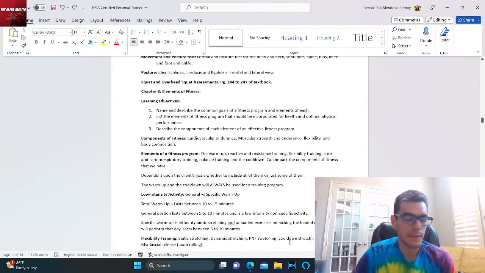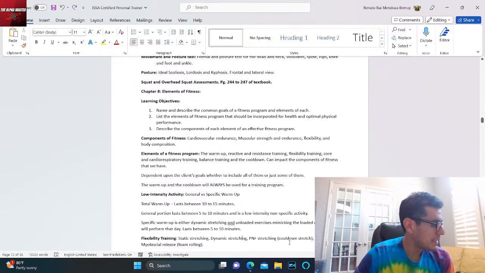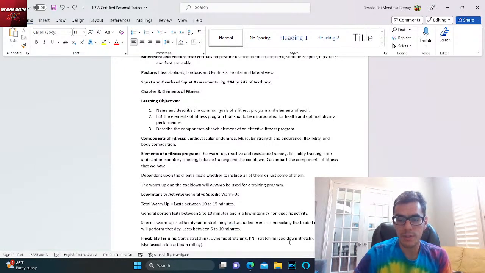Now, flexibility training. For flexibility training, you have static versus dynamic stretching. You have PNF stretching, which is a cool down stretching, and myofascial release, which is going to be foam rolling.